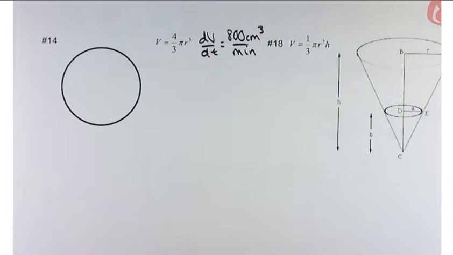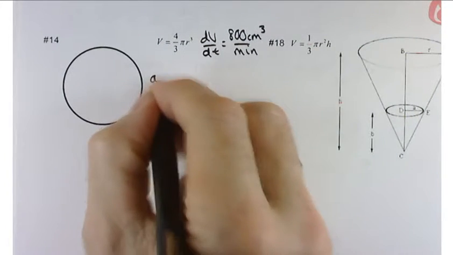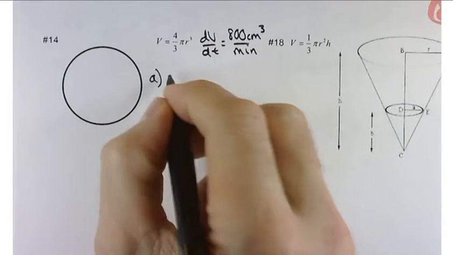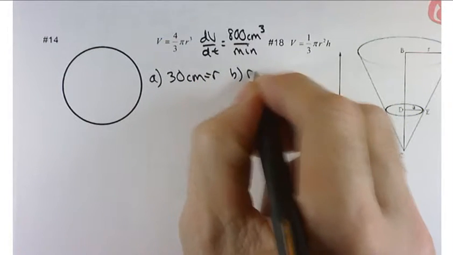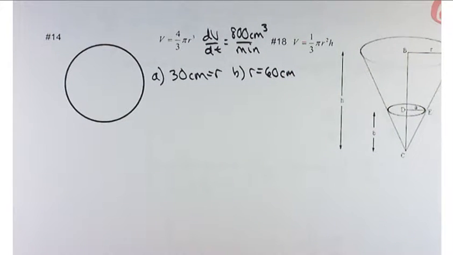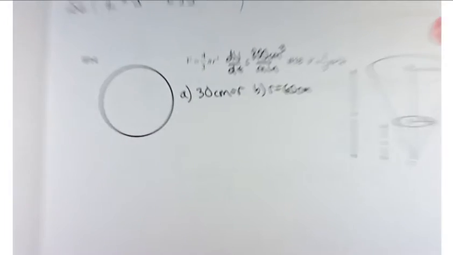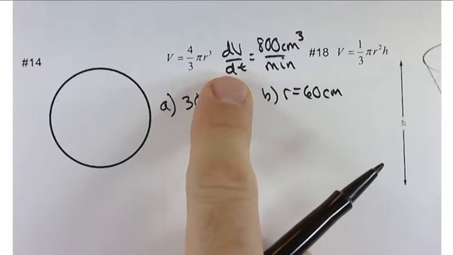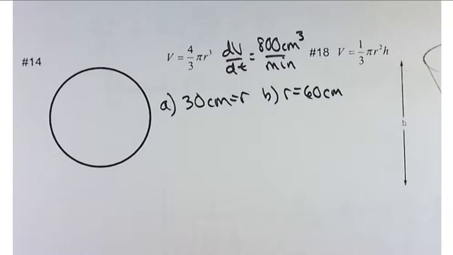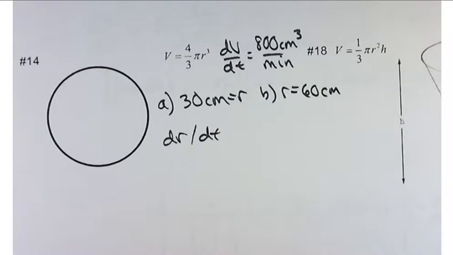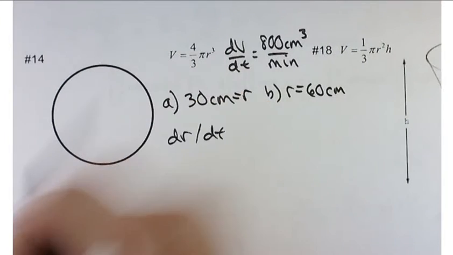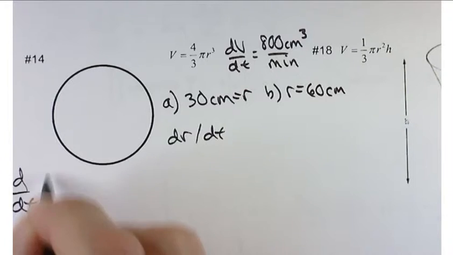Okay. Then what? Well, there's a part A and a part B. Part A, we want to find out how fast the radius is changing when it's 30 centimeters. And part B is when r equals 60 centimeters. But looking at my formula, I don't have any place to plug in for a dV by dt. And it seems like what I need is dr by dt, the rate of change of radius with respect to time. So yeah, let's find the derivative. Basically what that means is we're going to have to differentiate this relationship, d by dt, with respect to time.